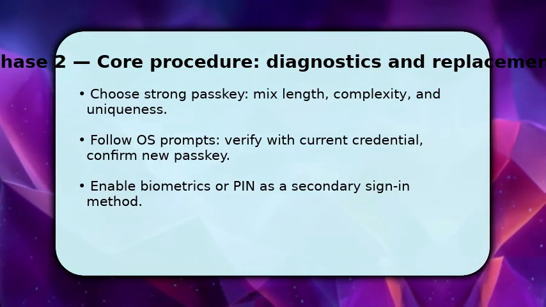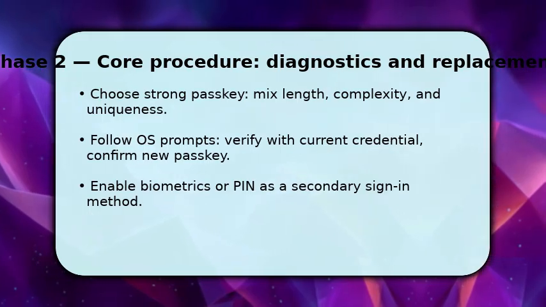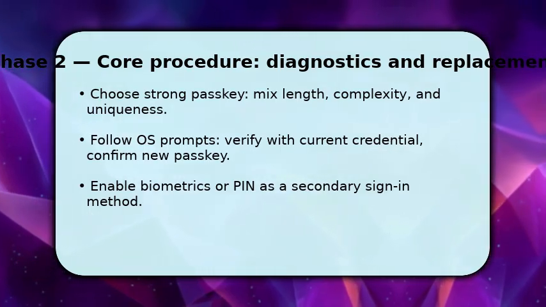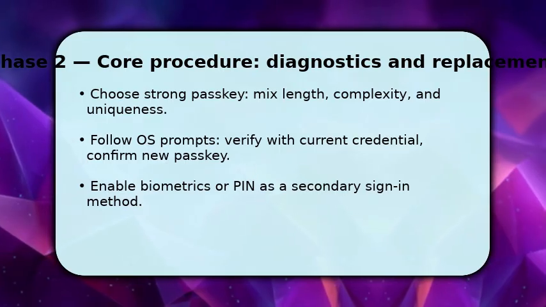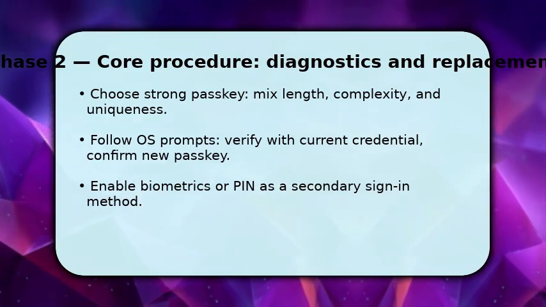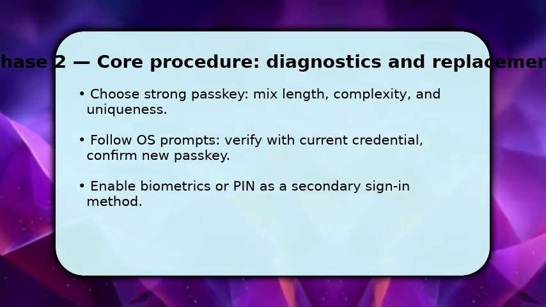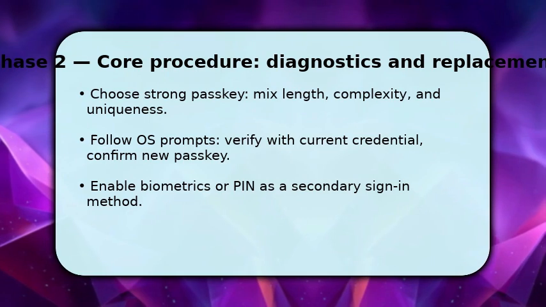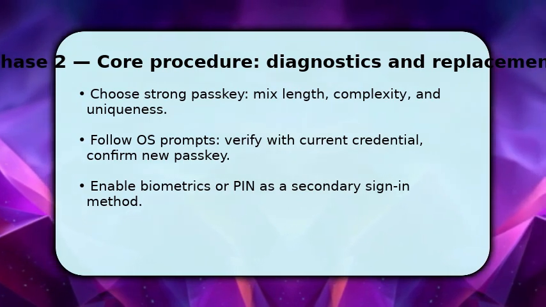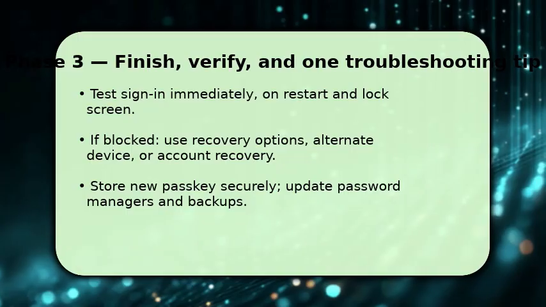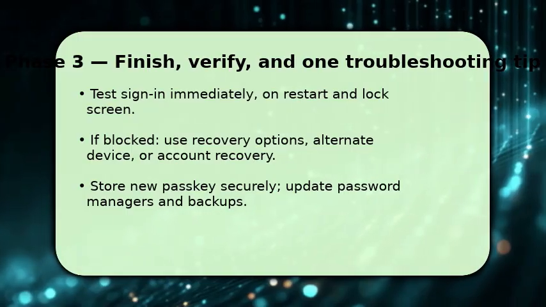Once accepted, enroll biometric options or set a short PIN as a fallback. Make sure to read any warnings about syncing with cloud accounts. That step ensures the Passkey propagates to your other devices, if desired. Finish by signing out and testing the new Passkey at the lock screen, and after a restart to confirm success.